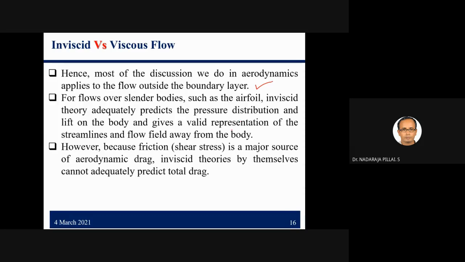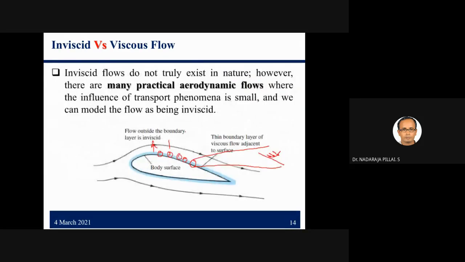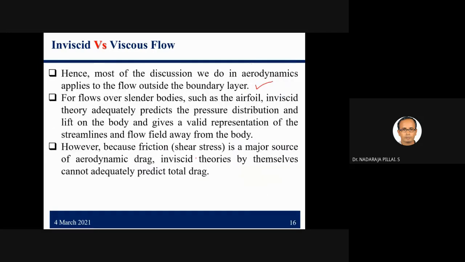Then for flow over slender bodies, say, for example, an airfoil, the inviscid theory adequately predicts the pressure distribution and lift on the body and gives a valid representation of streamlines and the flow field away from the body, right? Say here the streamlines are given nicely, even in the location where we consider the flow to be inviscid.